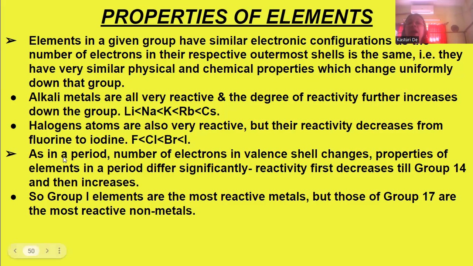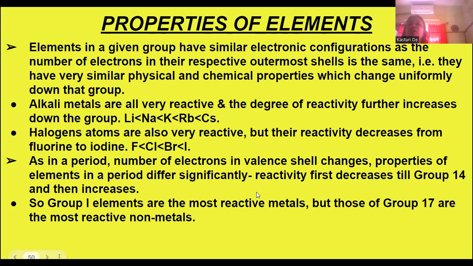Now, in a period, the number of electrons in the valence shell changes. Properties of the elements in a period differ significantly. Reactivity first decreases till group 14 and then it increases. So group 1 elements are the most reactive metals, but those of group 17 are the most reactive non-metals.